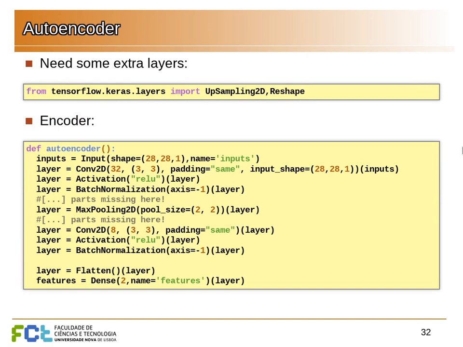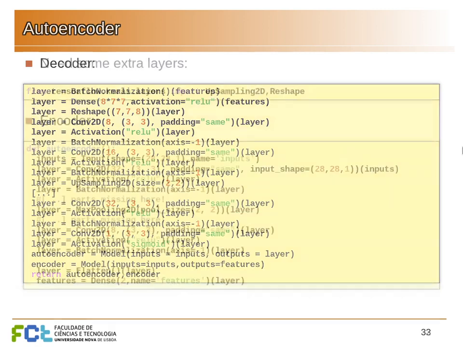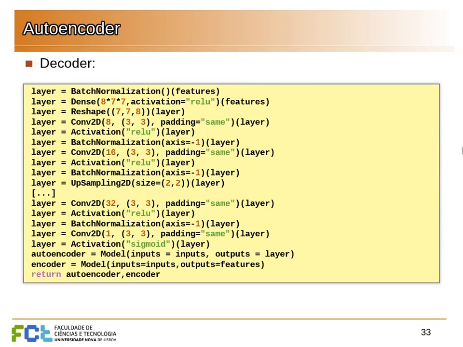And now we go back doing all the convolutions in reverse order, and instead of pooling, we do the upsampling with the same size and do all the convolutions. So now we go back in reverse order doing convolutions and upsampling until we reach the end.